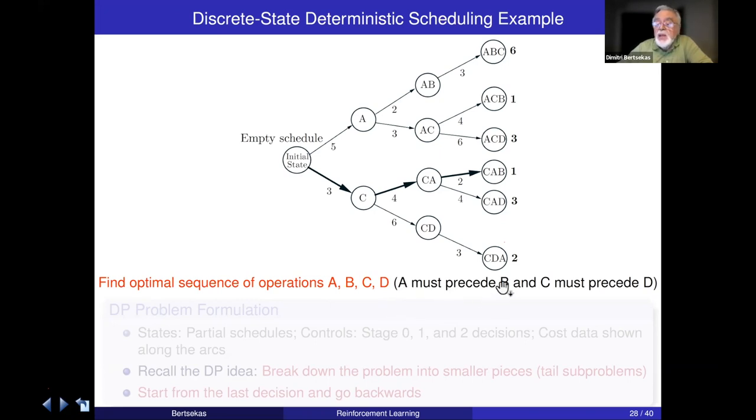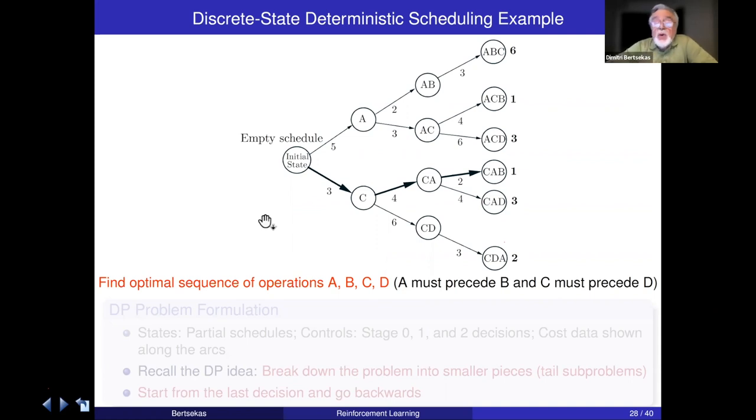Operation A must be done before B, and operation C must be done before D. And there are sequencing costs. To go from A to B, there's a certain cost associated with it, and similarly, going from any one operation to the next operation, there are setup costs, some kind of a cost there, which is given. So how do we formulate this as a dynamic programming problem?